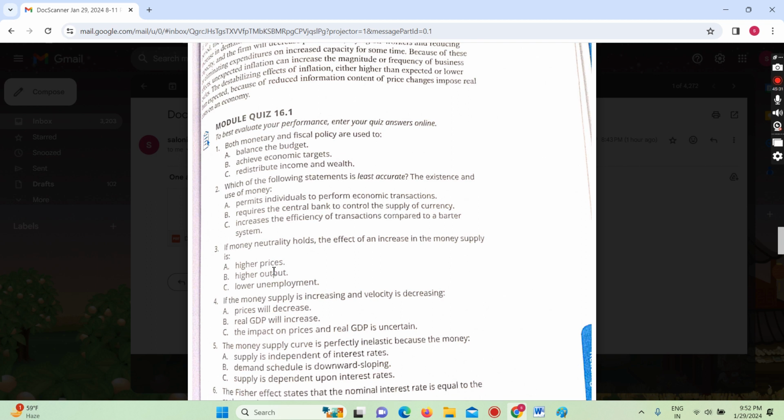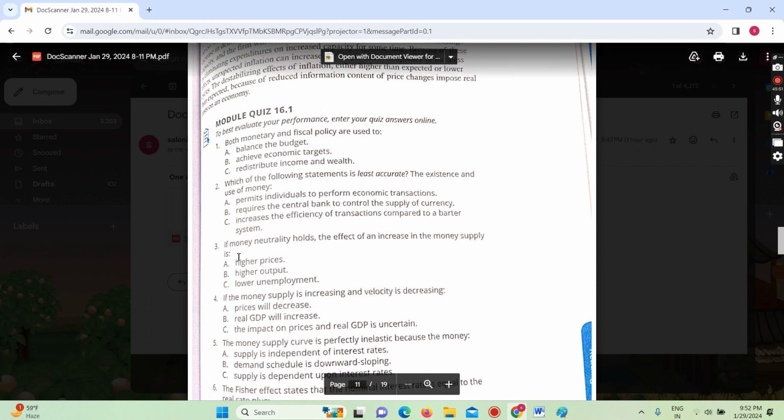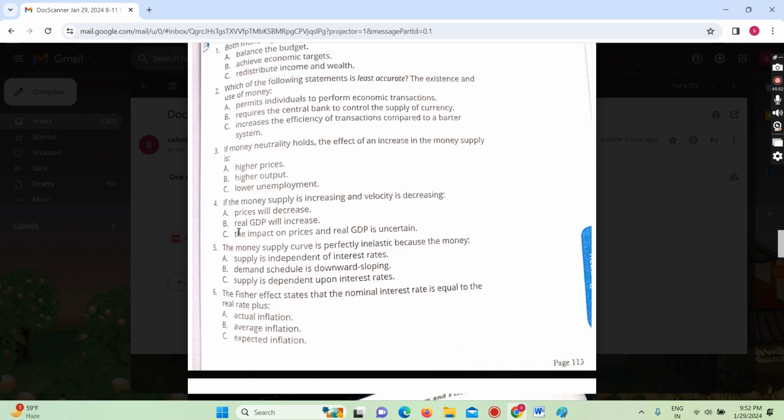If money neutrality holds, the effect of an increase in the money supply is higher prices. If the money supply is increasing and the velocity is decreasing, then the impact on prices and the real GDP is uncertain.